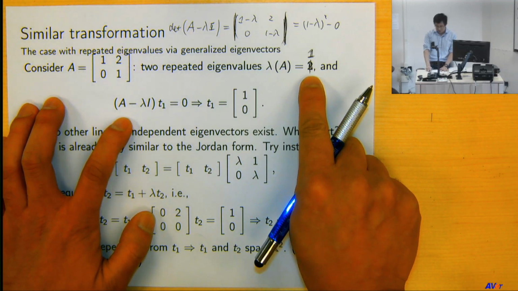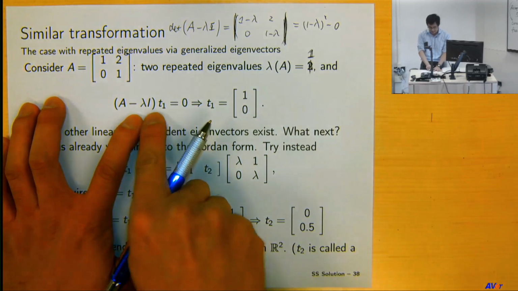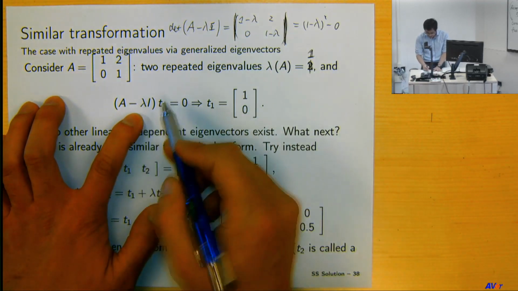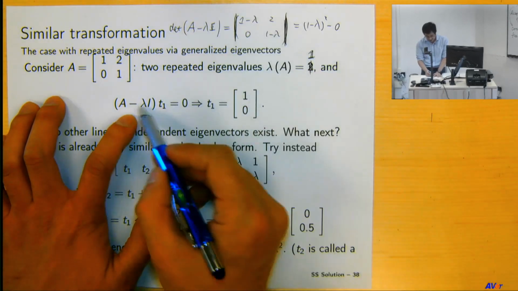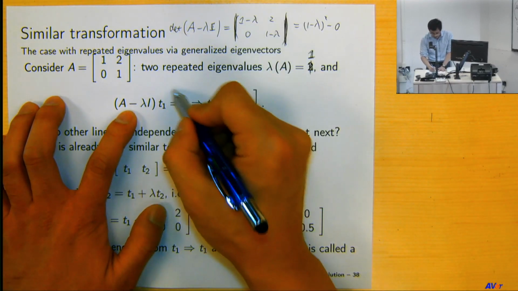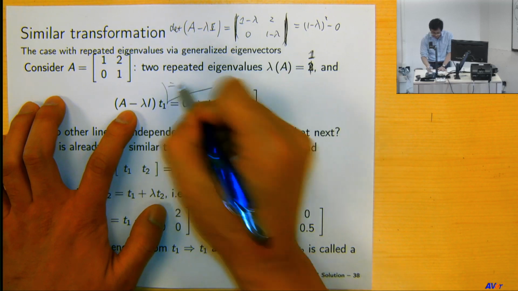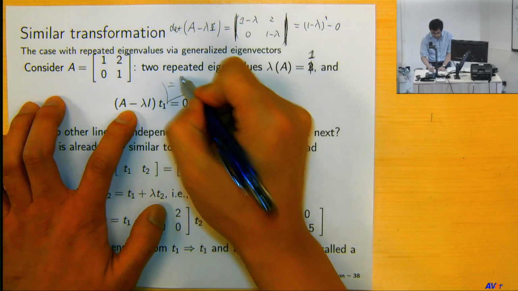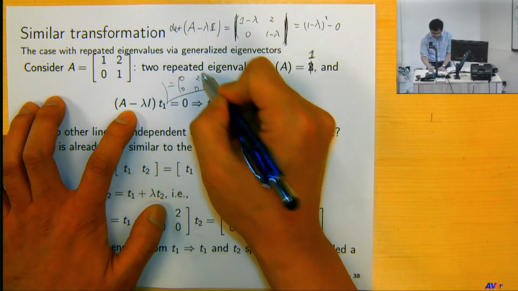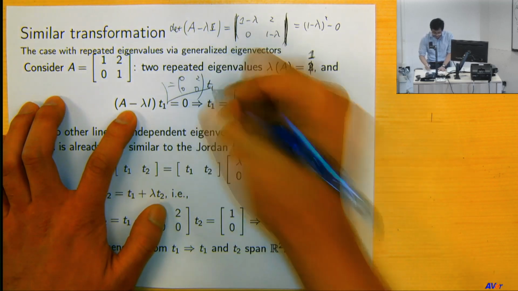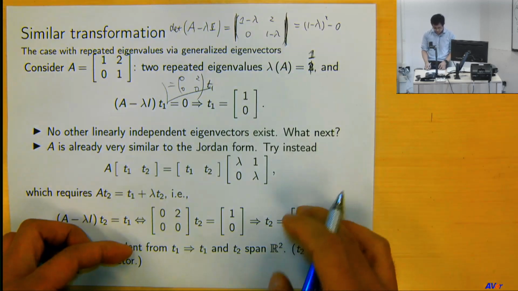And if you compute, let's say, one eigenvector from here, A minus 1 times I is going to equal, you can see here, right? It's 0, 0, 2, times t1, equal to 0.